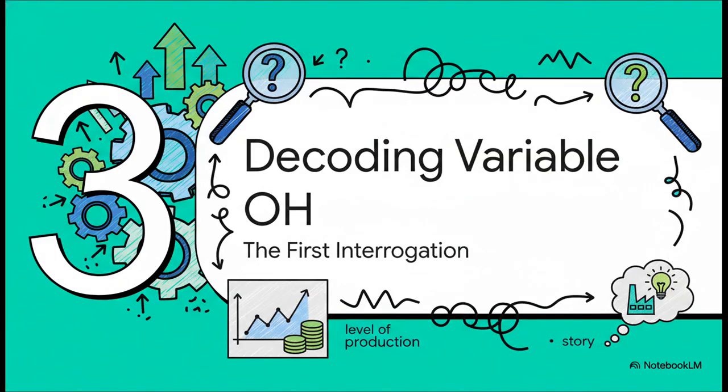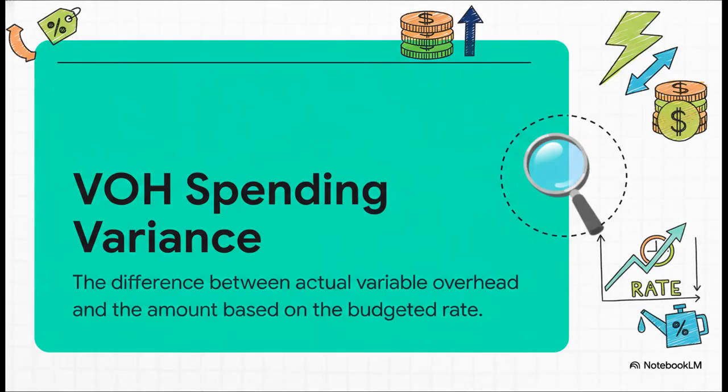First up, we are hauling in the variable overhead variances. Now, these are the costs that change based on how much stuff we make, things like indirect materials or certain utilities. So what story are they going to tell us? Suspect number one is the spending variance. This one is all about price.